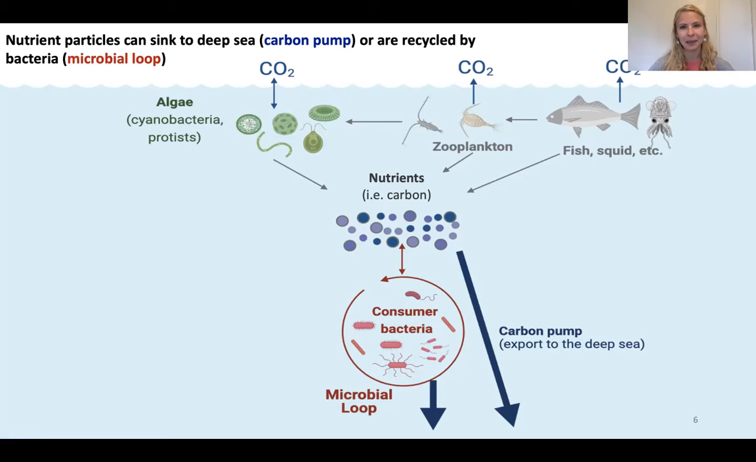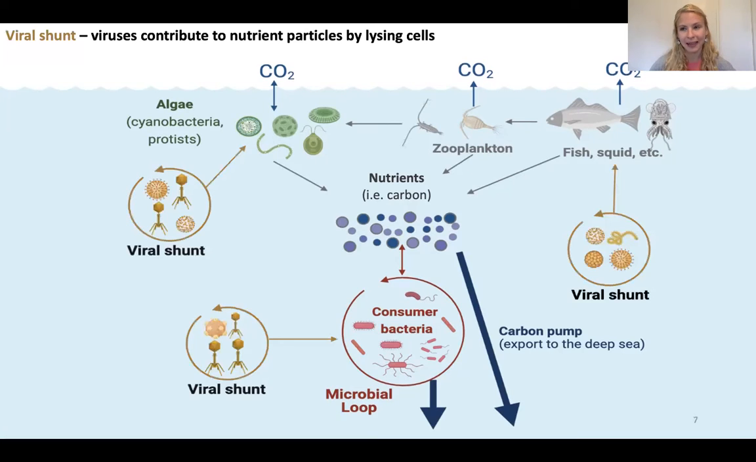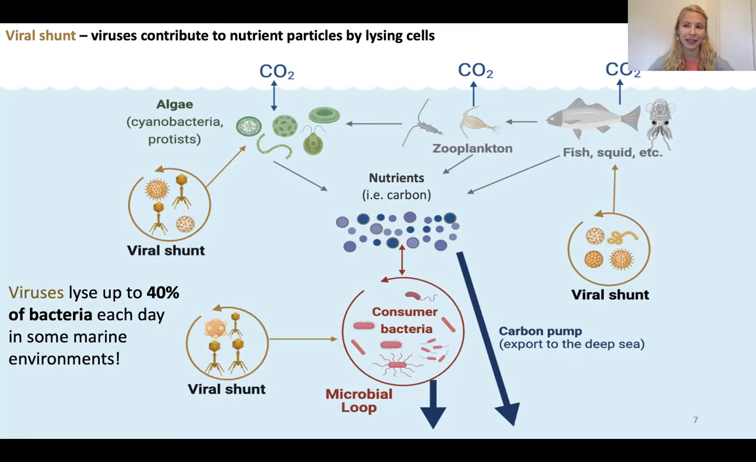These relationships and processes in the ocean have been known for decades. However, only recently have we begun to understand how viruses affect these dynamics. Because viruses can infect all types of cells, they can impact these food webs at all levels. In particular, viruses can short-circuit how carbon moves up in food chains by infecting algae and releasing their carbon. In fact, viruses infect up to 40% of bacteria and 10% of protists each day in some marine environments.